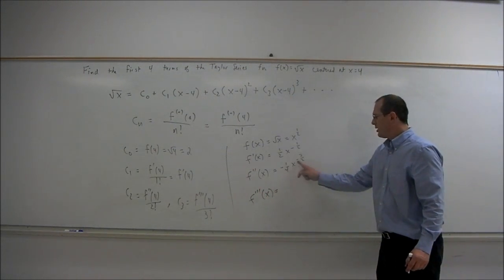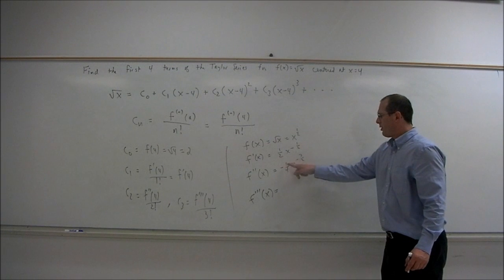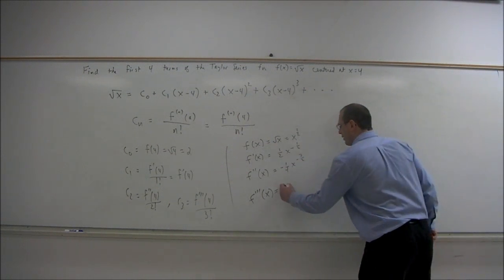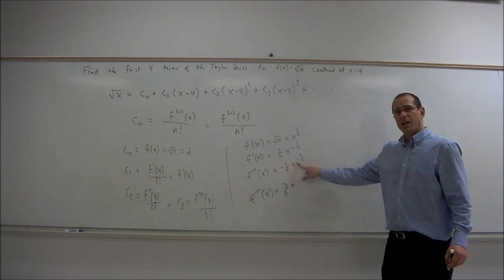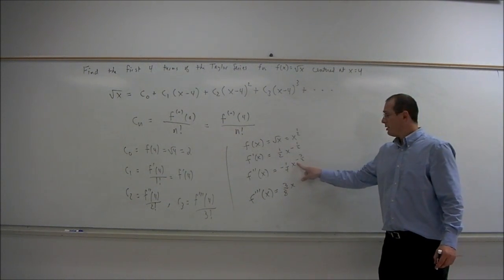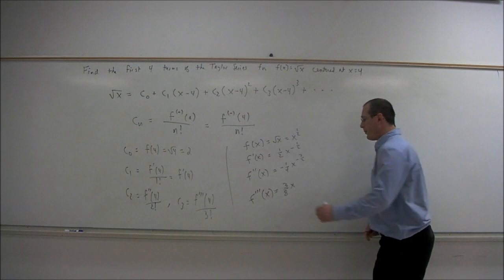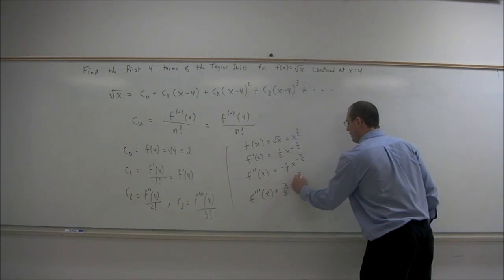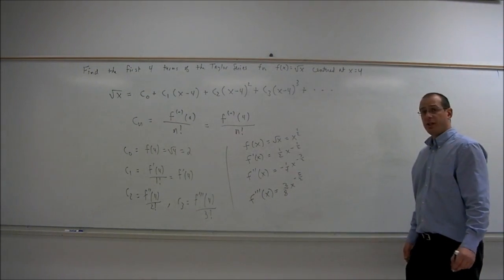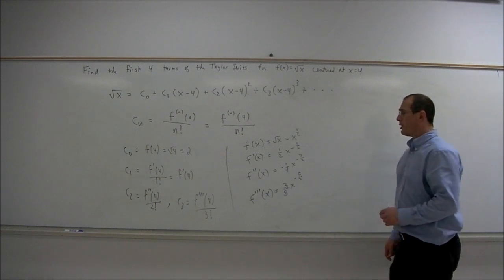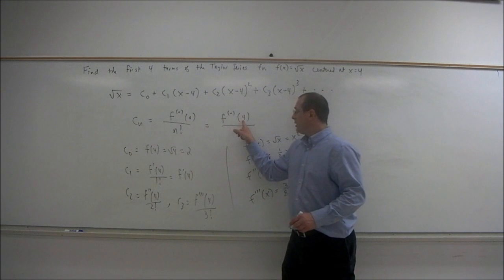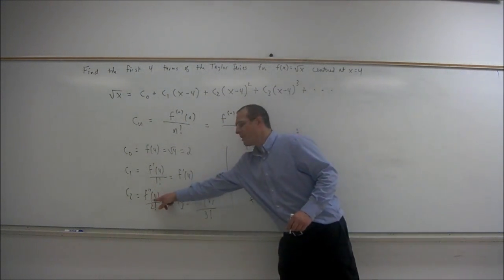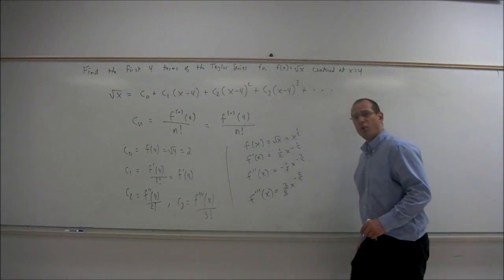f triple prime of x is positive 3/8, multiplying those together, 3/8 x to what power? Minus 3/2, and then subtract 1. Negative 3/2 minus 1 is negative 5/2. So there are the derivatives. According to the formula, we need to evaluate them at the center point, at 4: f prime of 4, f double prime of 4, and f triple prime of 4.